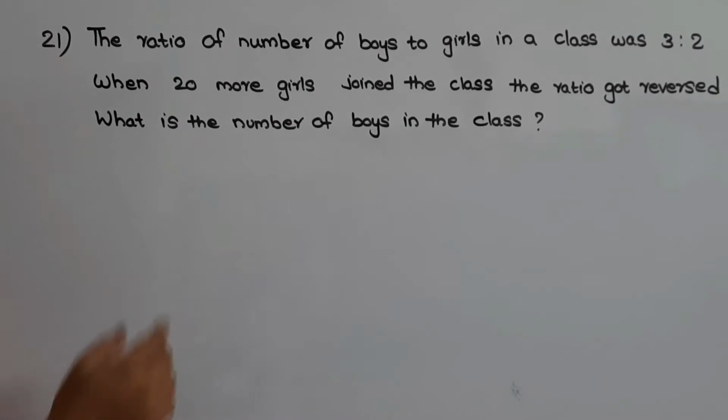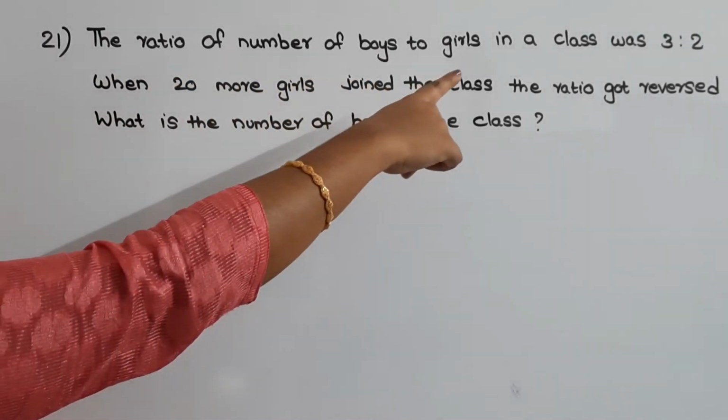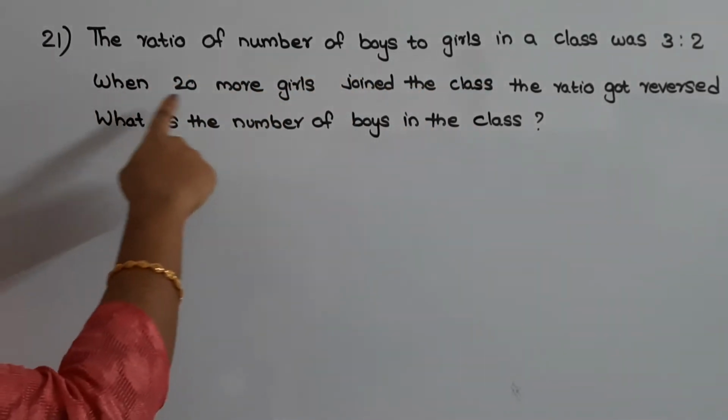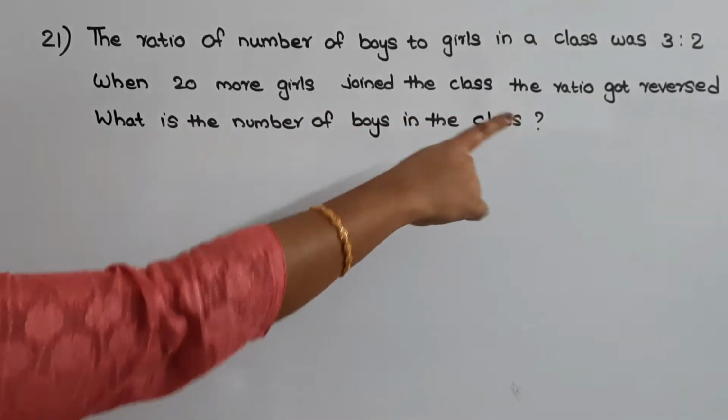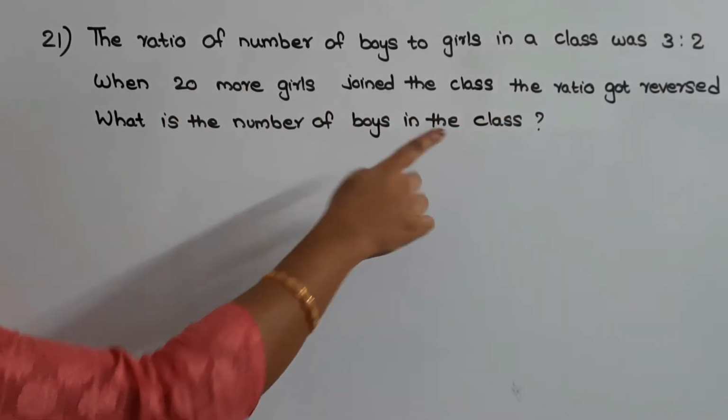The next question is, the ratio of number of boys to girls in a class was 3:2. When 20 more girls joined the class, the ratio got reversed. What is the number of boys in the class?